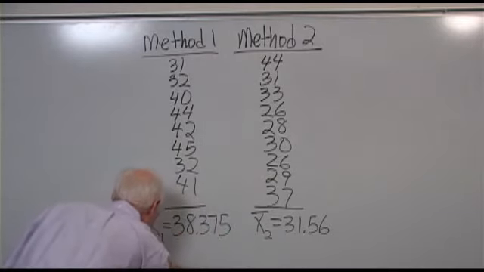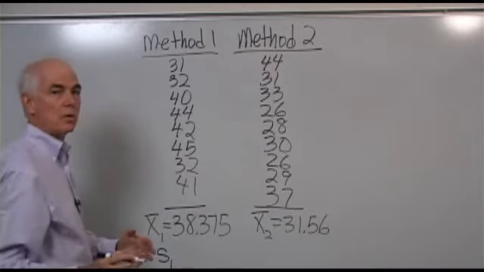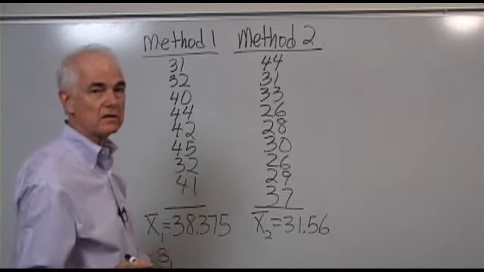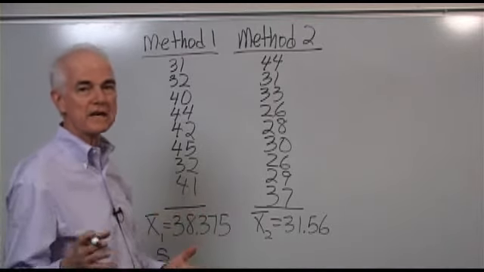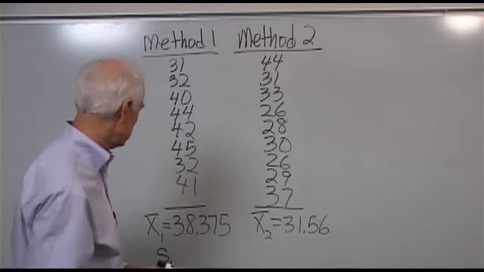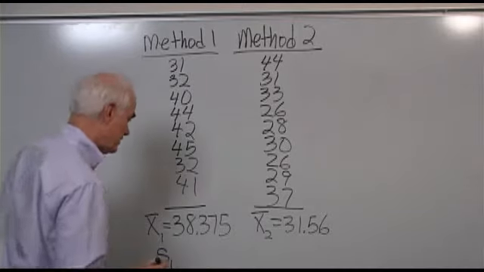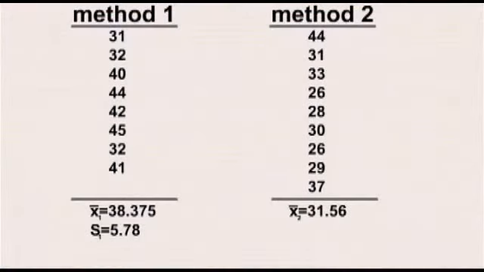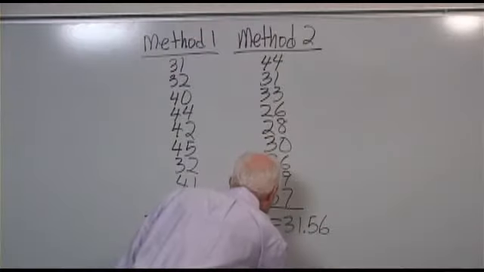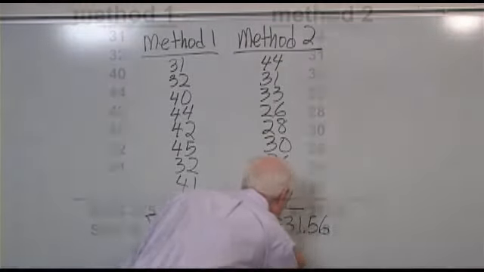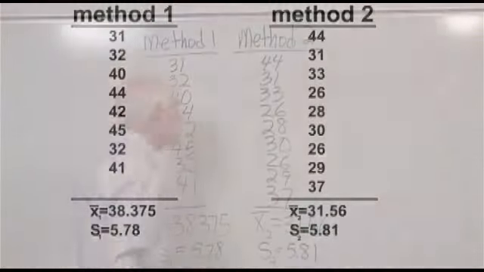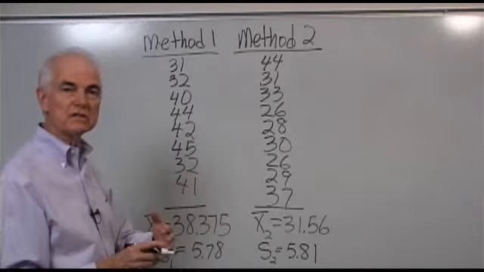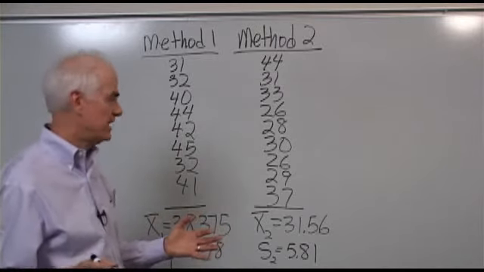Now, even though we use the sample variance in the formula, it's fairly common to write the sample standard deviation first because we're going to square it in the formula. Or you can use the sample variance here. The problem is you've got to be very careful not to square the sample variance again when you put it in the formula. So I like to use the sample standard deviation here, which is 5.78 minutes. The sample standard deviation for method 2 is 5.81 minutes.